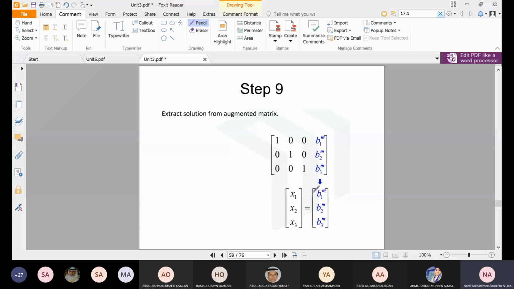The exact solution for this system: we have x1 equal b1 double prime, x2 equal b2 triple prime, and here we have x3 equal b3 triple prime. So this is the solution and no need for doing back substitution.